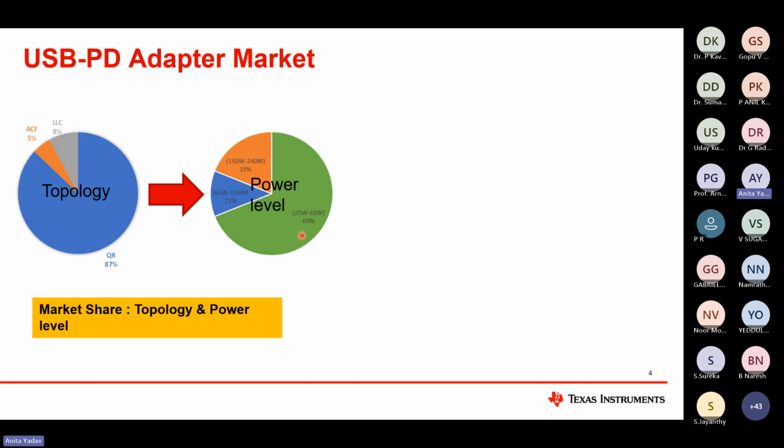Now, with respect to power level, from the previous slide we have seen that USB PD's max power is 240 watt. What percentage of the market usually lies in which power range? From the second chart, from 20 watt to 60 watt, 69.5% of the market is in this power range. Then 12% is in the range of 65 watt to 150 watt, and 19% is in the range of 150 watt to 240 watt. And our AHB, the new topology being introduced, lies in this region.